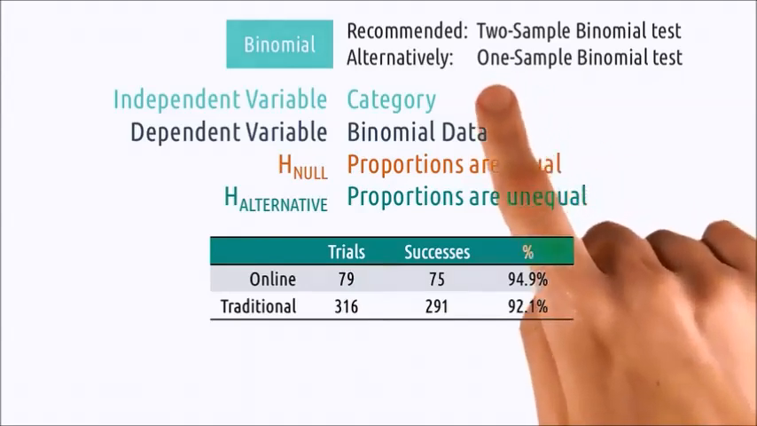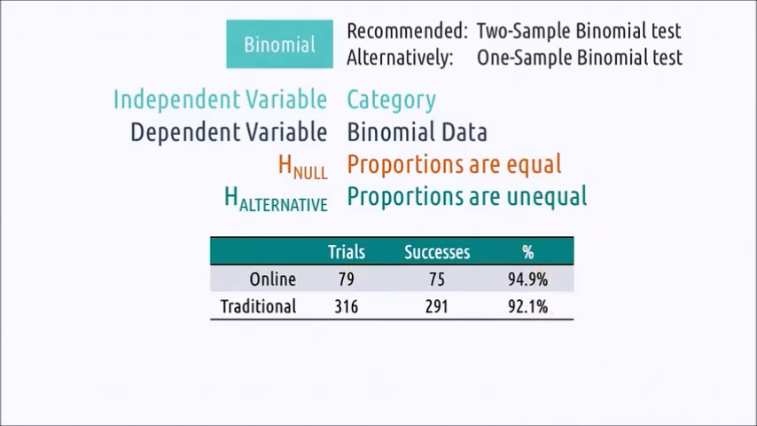Alternatively, we can also do a 1-sample binomial test. That's where we compare only one set of trials to some arbitrary number. So for example, if we wanted to prove that a coin was unbalanced, we would use a 1-sample binomial test comparing it to a ratio of 50%.